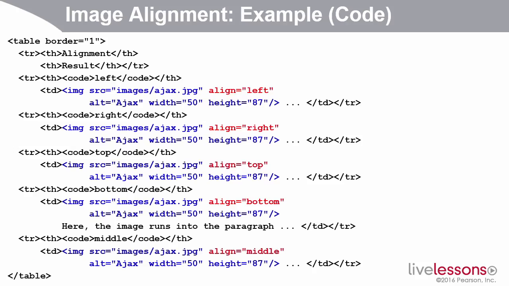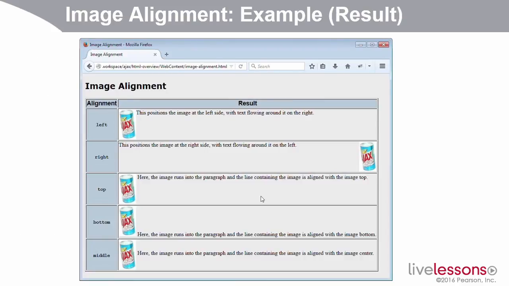Okay, so here's various images. Notice that they use relative URLs and they point to subfolders. It's a good practice. And I have different alignments: left, right, top, bottom, middle. And left and right are the two most common. Push the image all the way to the left of the browser element, push it all the way to the right, and text can flow around it.